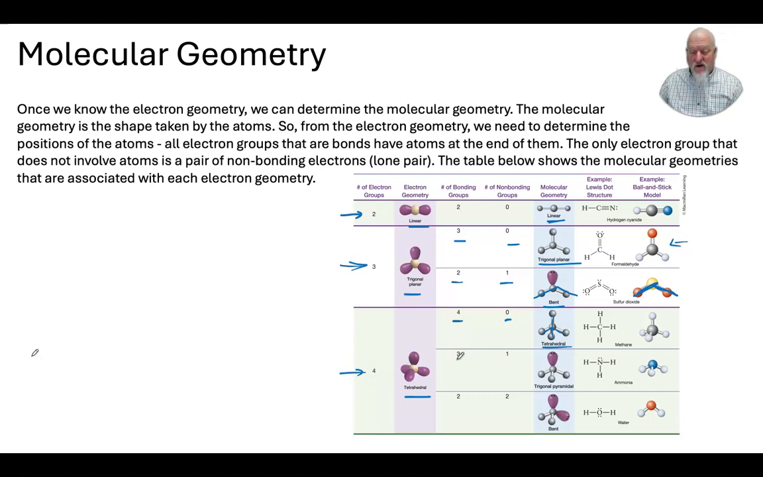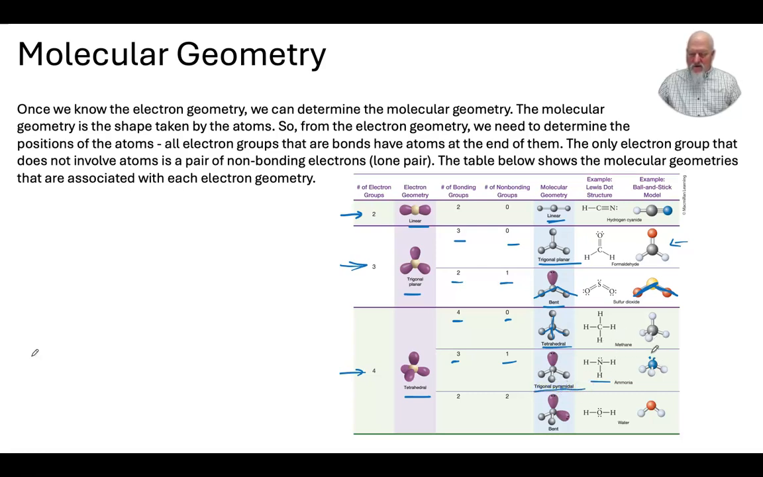Now, we could have a situation where 3 of them are bonding groups and 1 is a non-bonding group. For example, the ammonia that we saw, where we have the lone pair up there on the nitrogen. So the electron group geometry is still tetrahedral, with 3 bonding groups and 1 non-bonding group, a total of 4. But my molecular geometry, the shape the bonds take, is known as trigonal pyramidal.